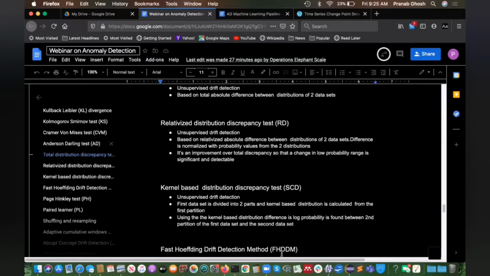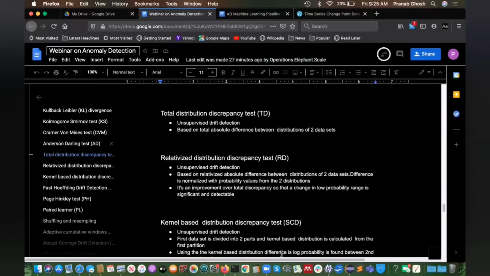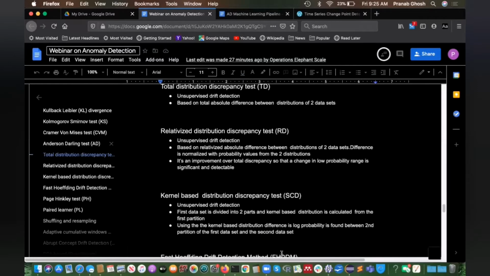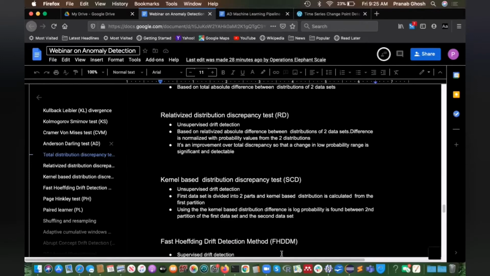Relativized distribution discrepancy. It's similar to the total discrepancy test, except that this one is more sensitive to change in the low probability range of the distribution. It takes the difference and then does some normalization. Because of the normalization, the difference is more sensitive when the probability values are low.